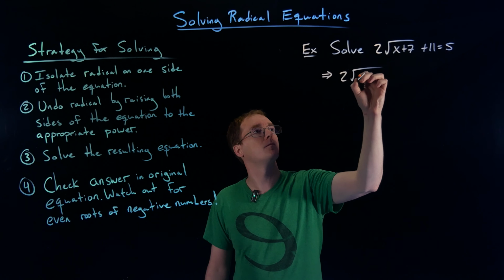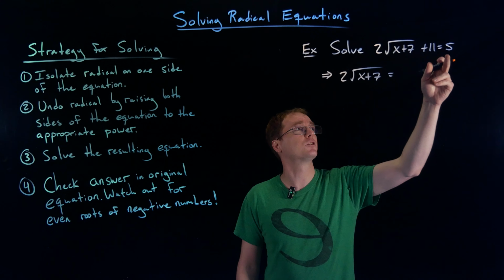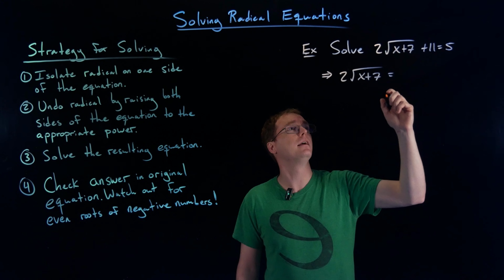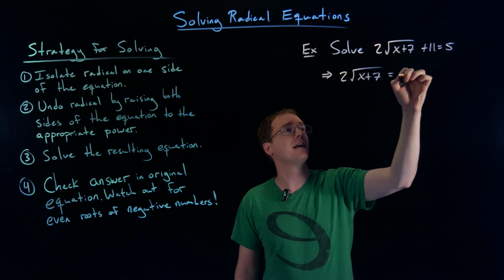If I subtract 11 from the left-hand side, I'm left with 2 times the square root of x plus 7, but I have to also subtract 11 from the right-hand side, so we have to do 5 minus 11, and 5 minus 11 should give us negative 6.